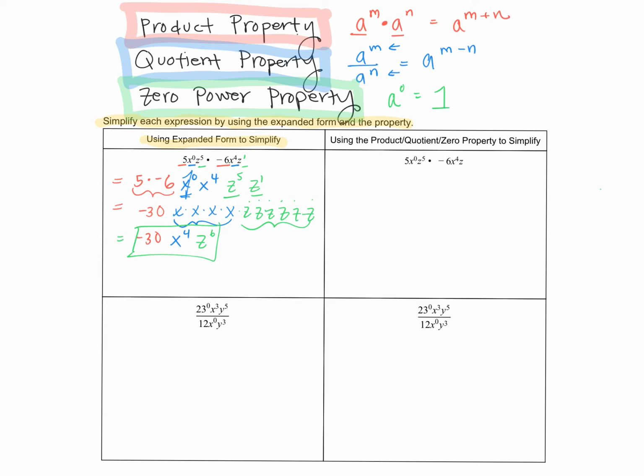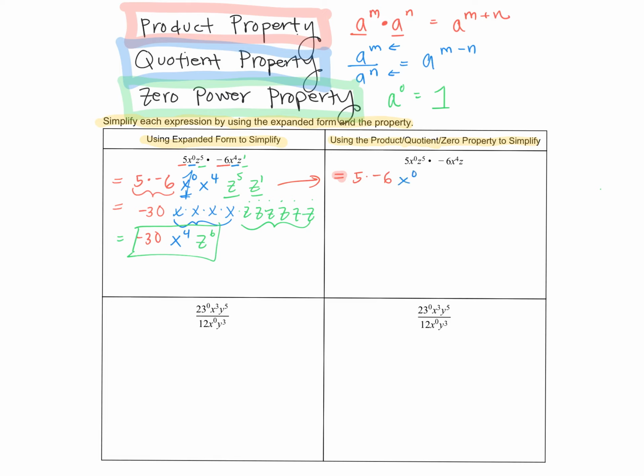Now let's do something similar for the other method. The other method is to use these properties. Use the product, quotient, and zero property to simplify. So I'm going to start it off the same way. I'm going to group things together. I'm going to group together 5 and negative 6 the same way. In fact, I can kind of just copy what I have here.